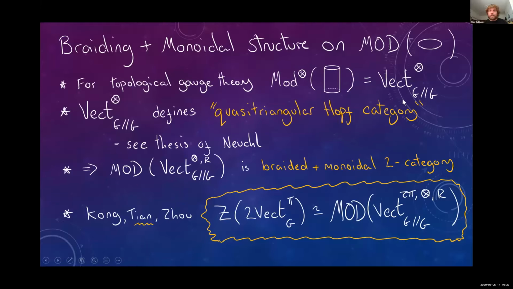Now, there's a very nice and easy way to apply a quasi-triangular structure to this multi-fusion category. And if you calculate the representation theory as well as these braiding and monoidal structures, then what you find is we actually reproduce the result in Kong, Tian, and Zhao's work, which I think we'll be talking about on Friday, where they calculate the center of G-graded two vector spaces with cohomology, and you can show up to some equivalence of braided monoidal two categories that this is really the same thing.